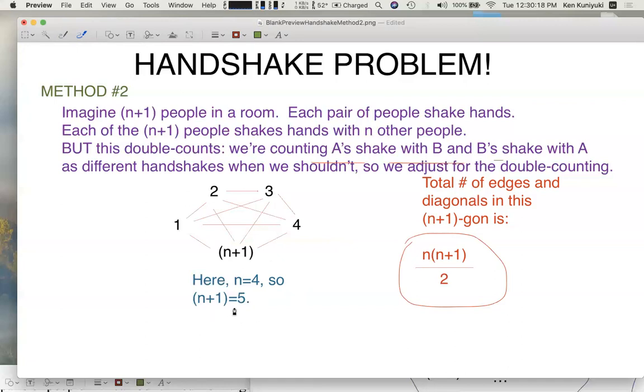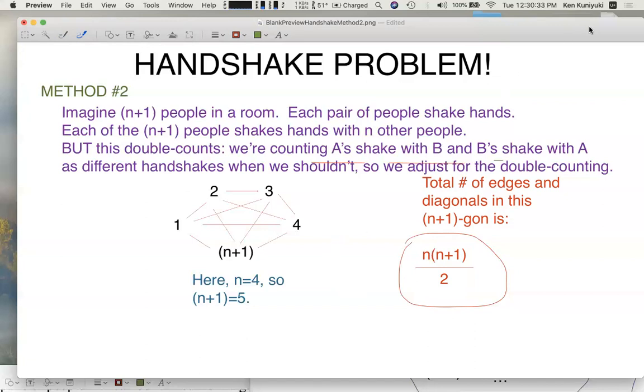In this case, n plus 1 is 5. Each of the 5 people has shaken hands with 4 other people. But we don't double count the handshakes. We only count the handshake between 3 and 4 and 4 and 3 as one handshake, for example.